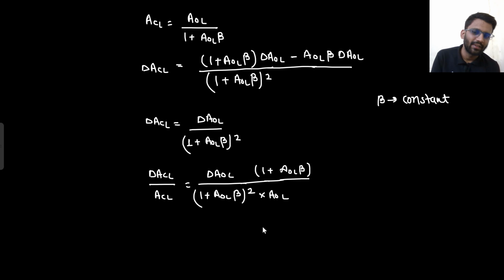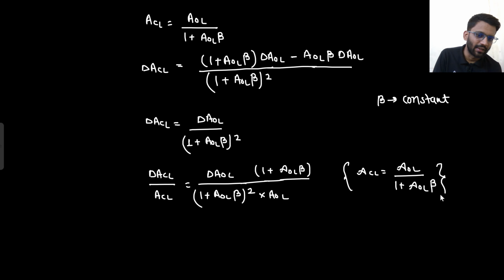Did you understand this point? I divided by ACL on both of the sides. So what is your ACL? What is your closed loop gain? That is open loop gain divided by 1 plus loop gain.